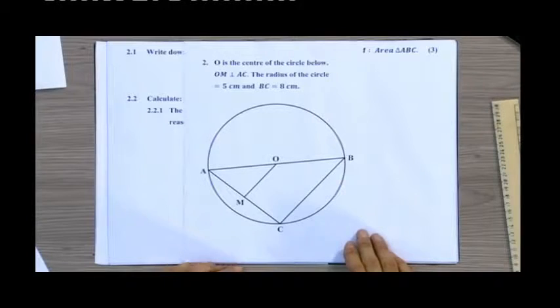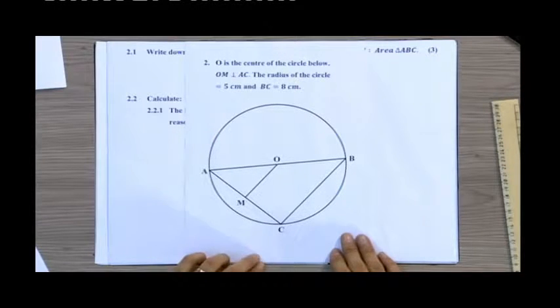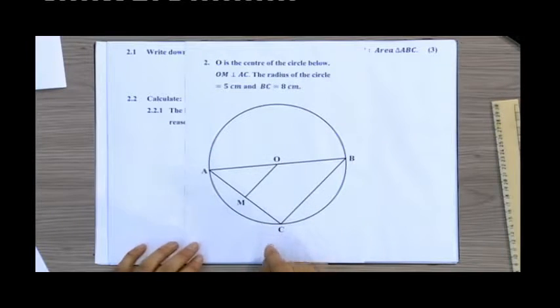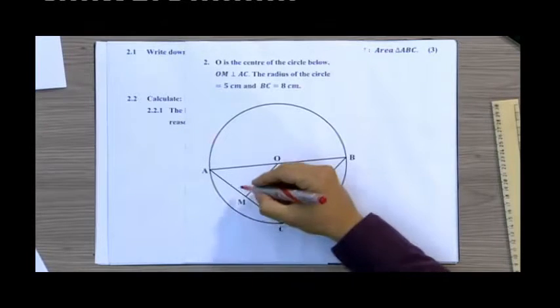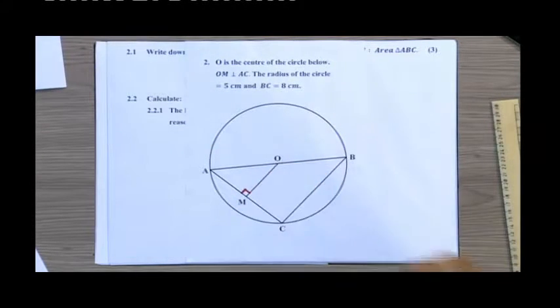Let's go back to our sums. Here, what's given is that O is the center of a circle. And then we also have OM, and OM is parallel to AC. Now what does that mean? Parallel means it's 90 degrees. You agree with me? But let's see what they also give us.